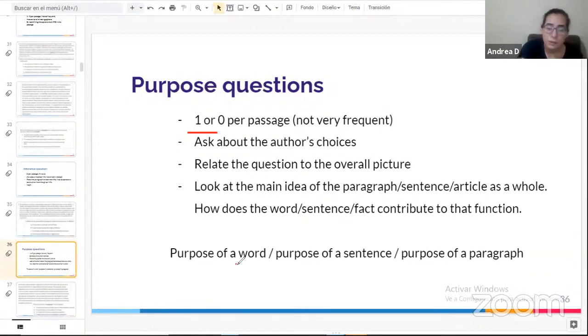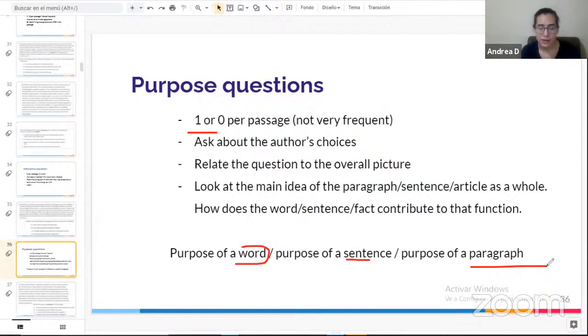They may ask you about the purpose of a word, like why does the author use this adjective here. The purpose of a sentence or a phrase, why does the author mention this? Or sometimes they will ask you about the purpose of a paragraph, which is not the best one, to be honest, because you do need to understand the overall idea of the passage in order to answer that.